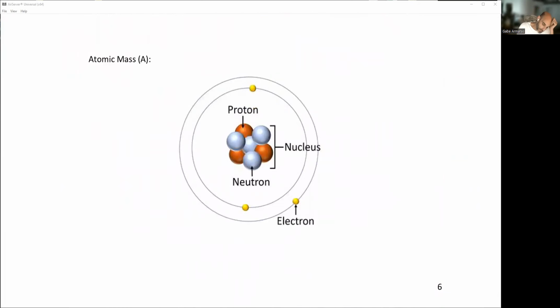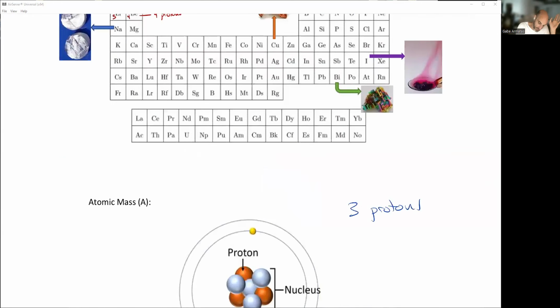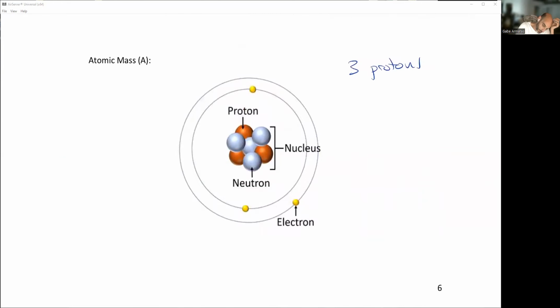So in the nucleus, this is what our basic atom is going to look like. This is way out of scale, by the way. The nucleus is tiny, tiny, tiny. Here's my nucleus. I have 3 protons, so 3 protons is going to define that as lithium, lithium metal. We also have other parts of the nucleus, which are neutrons. I have 4 neutrons.